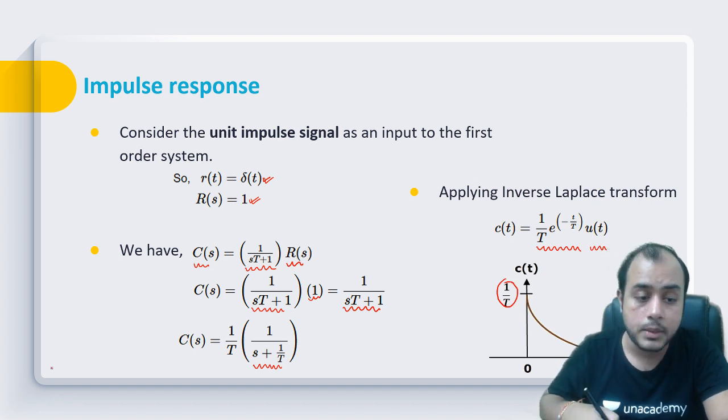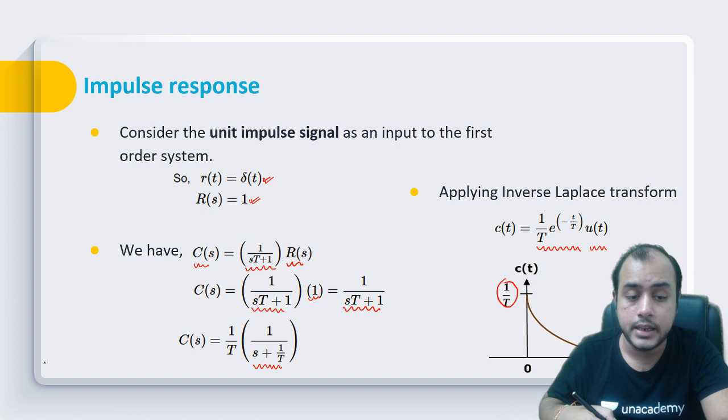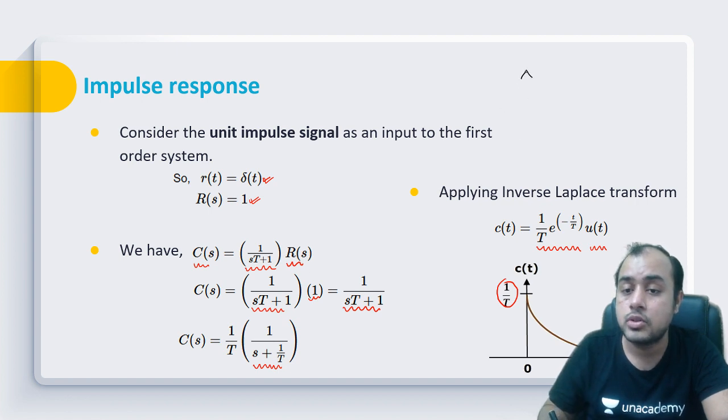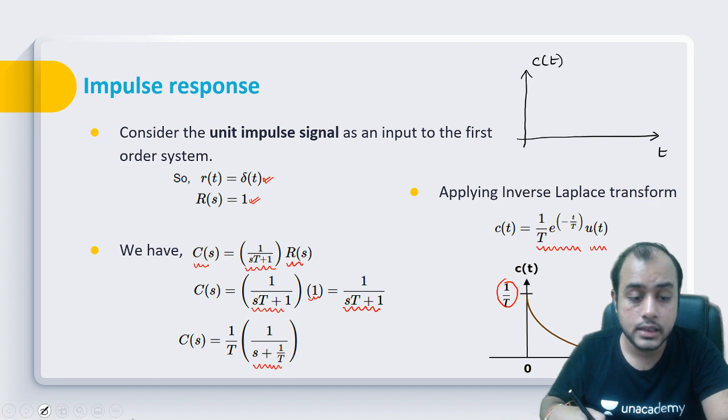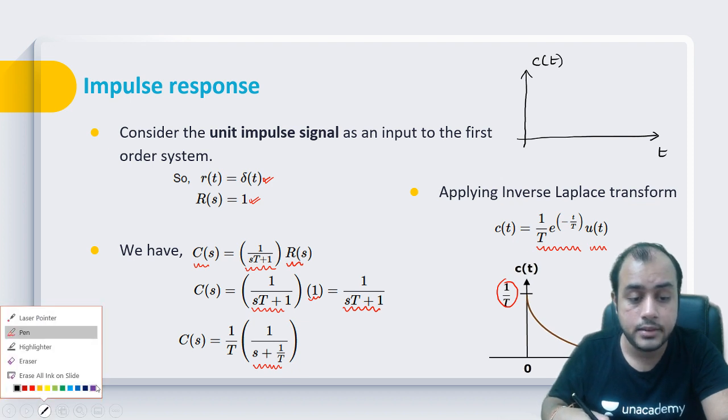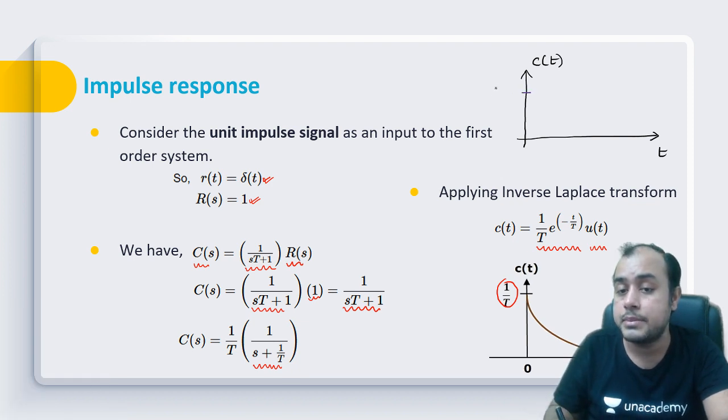You might not be able to see it because it is lying behind me, so let me draw it here. The output will be exponentially decaying, with the maximum value of 1 by T.